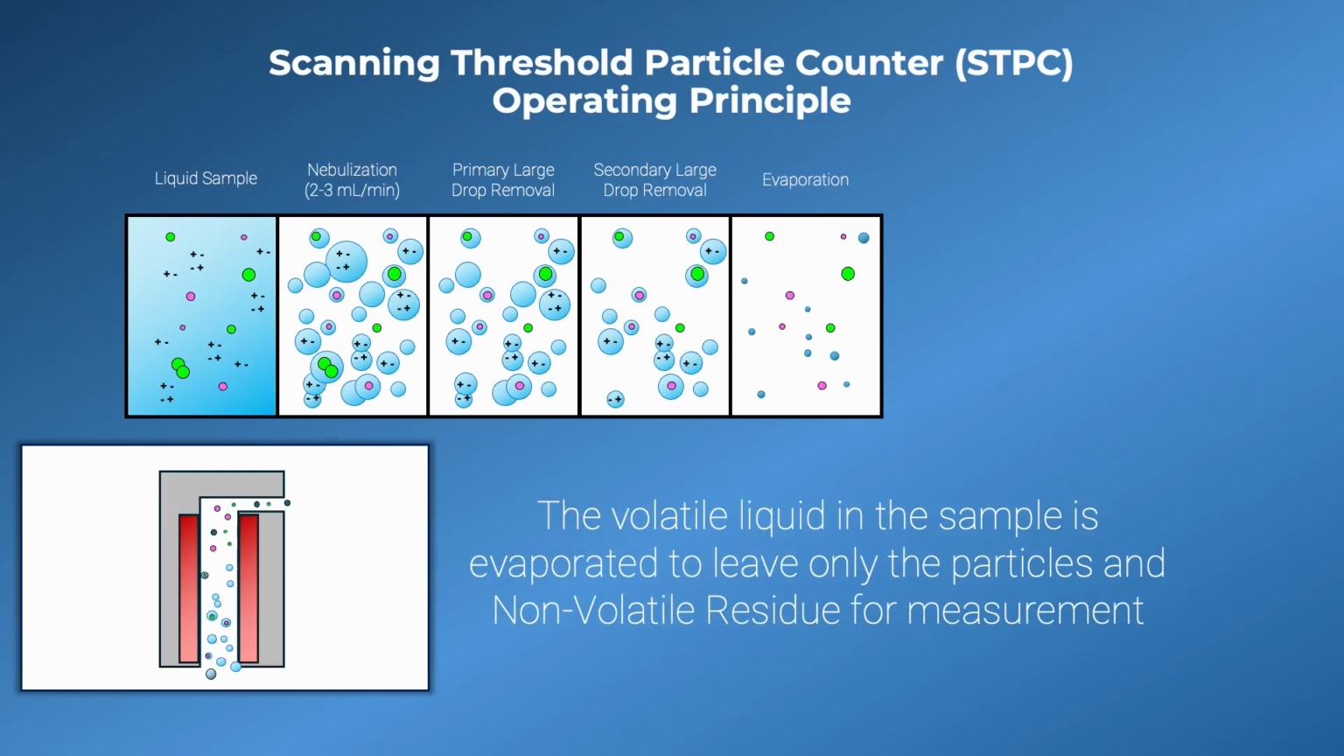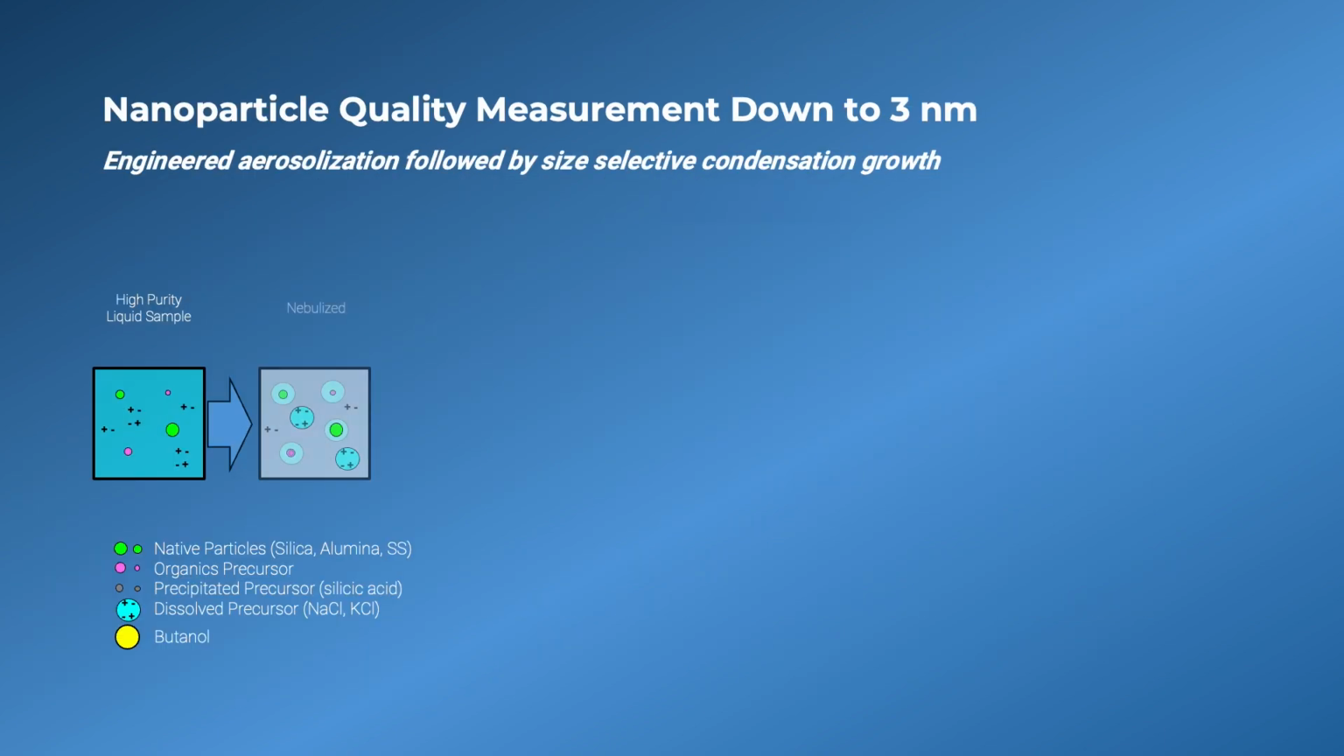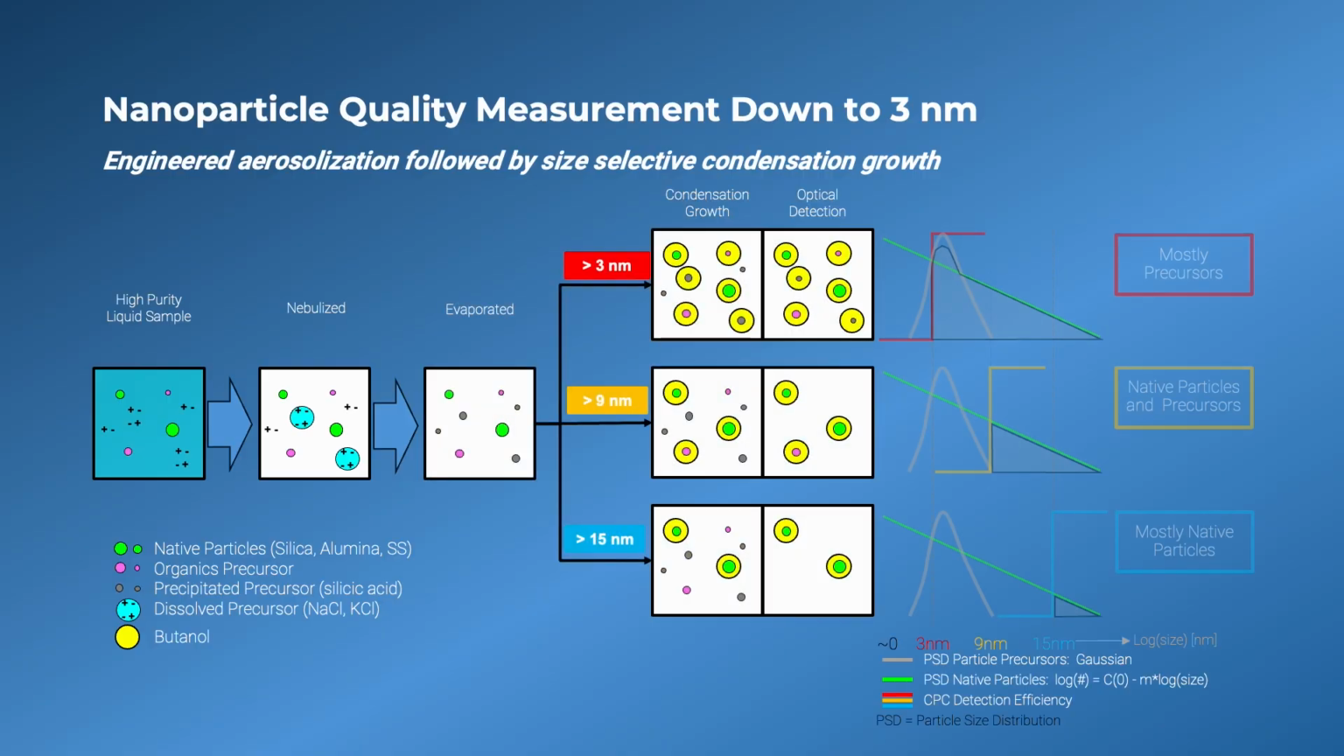Step 3. Evaporation. The volatile solvent, such as IPA, is evaporated, leaving behind only the particles and non-volatile residue for measurement. Step 4. Condensation and detection. Inside the condensation particle counter, butanol vapor condenses on the particles, growing them to detectable sizes. The result: engineered aerosolization followed by size-selective condensation growth, providing quantitative nanoparticle measurement down to 3 nanometers.